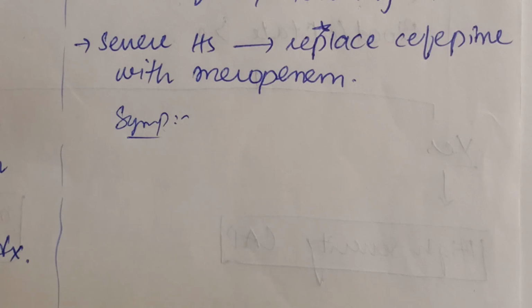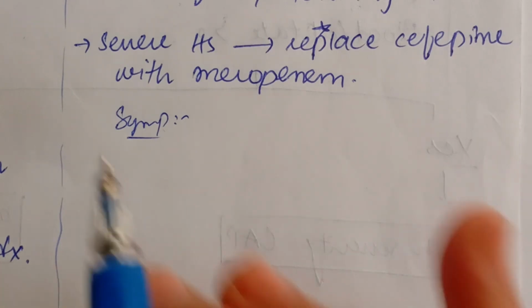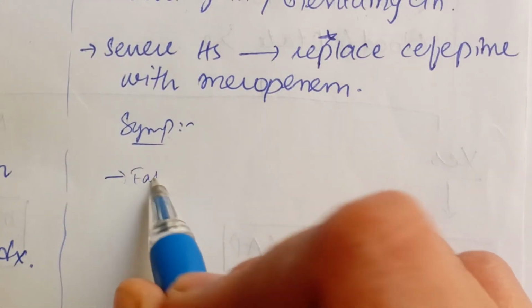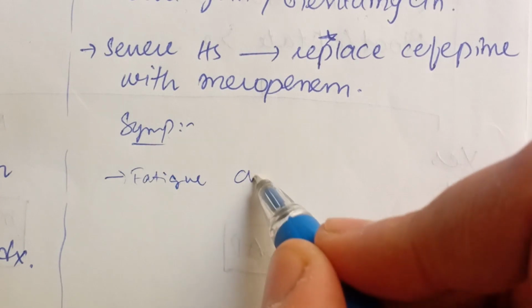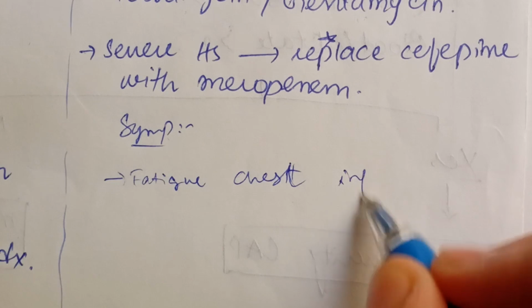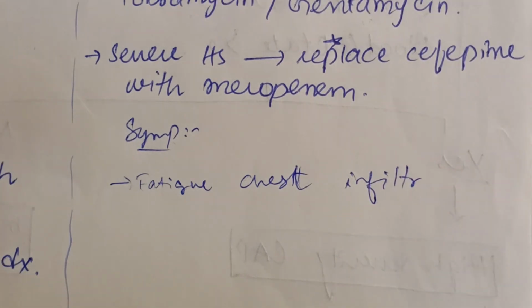We are going to move towards second line therapy, or we will assess the patient for any other differential diagnosis. So symptoms like cough, dyspnea, and fever get resolved earlier, but the fatigue and the chest infiltrates take time to resolve. So you do not alter the therapy by seeing the chest X-ray because infiltrates take time to resolve. So that's it for the management of pneumonia.